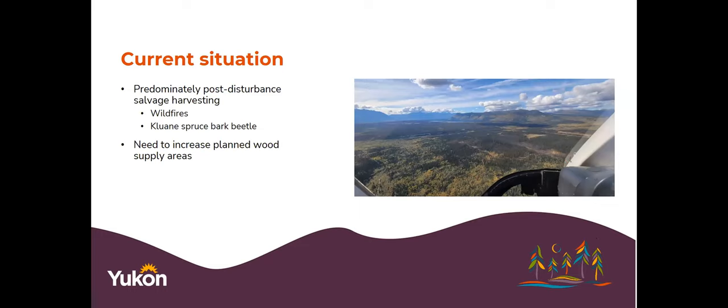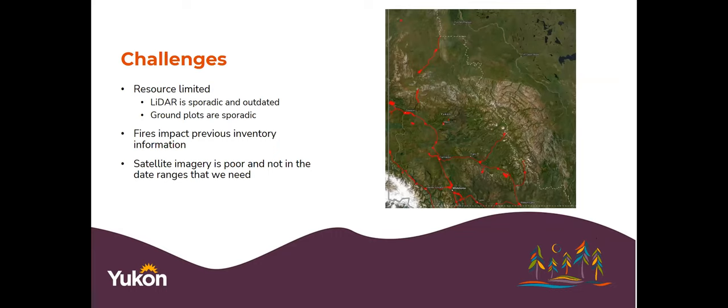So like I said, our current situation, we're predominantly post-disturbance salvage harvesting of wildfires, and there was a big spruce bark beetle outbreak a number of years ago. And trying to salvage harvest there, but we really need to increase our planned wood supply areas. But one of our challenges are resources.